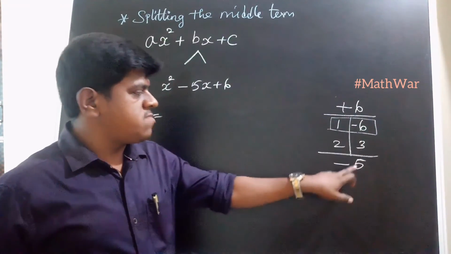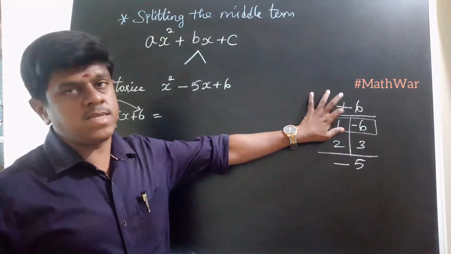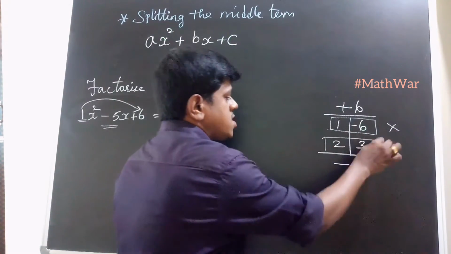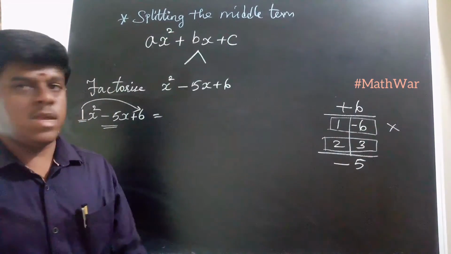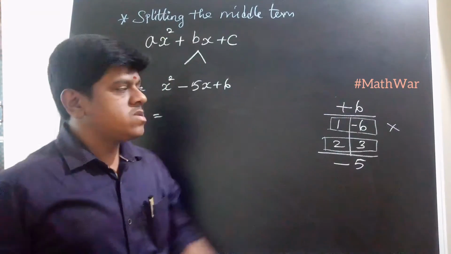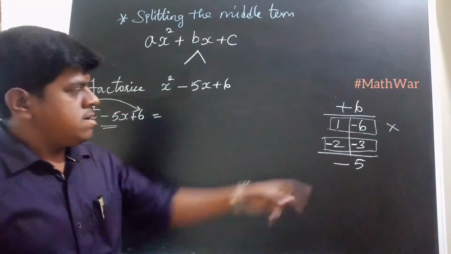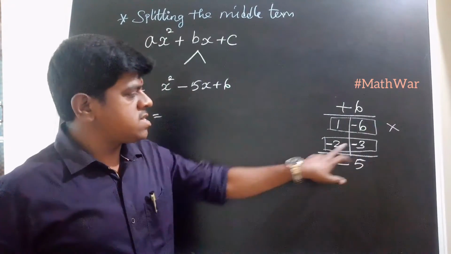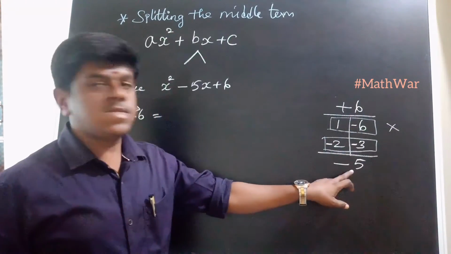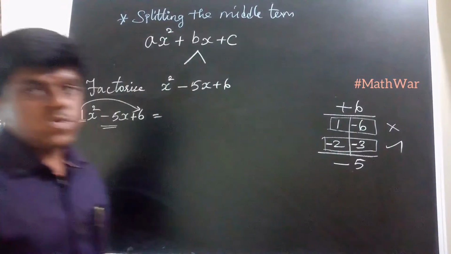1 plus minus 6 we will get as minus 5, but 1 into minus 6 is not plus 6, it is minus 6. So this is not possible. We have to choose another pair of values, that is 2 and 3. So 2 into 3 is plus 6, but we need minus 5. So we should take minus 2 and minus 3. Minus 2 into minus 3, minus into minus is plus, 2 threes are 6, and minus 2 minus 3 is minus 5. So this is the correct factor pair which we should take.